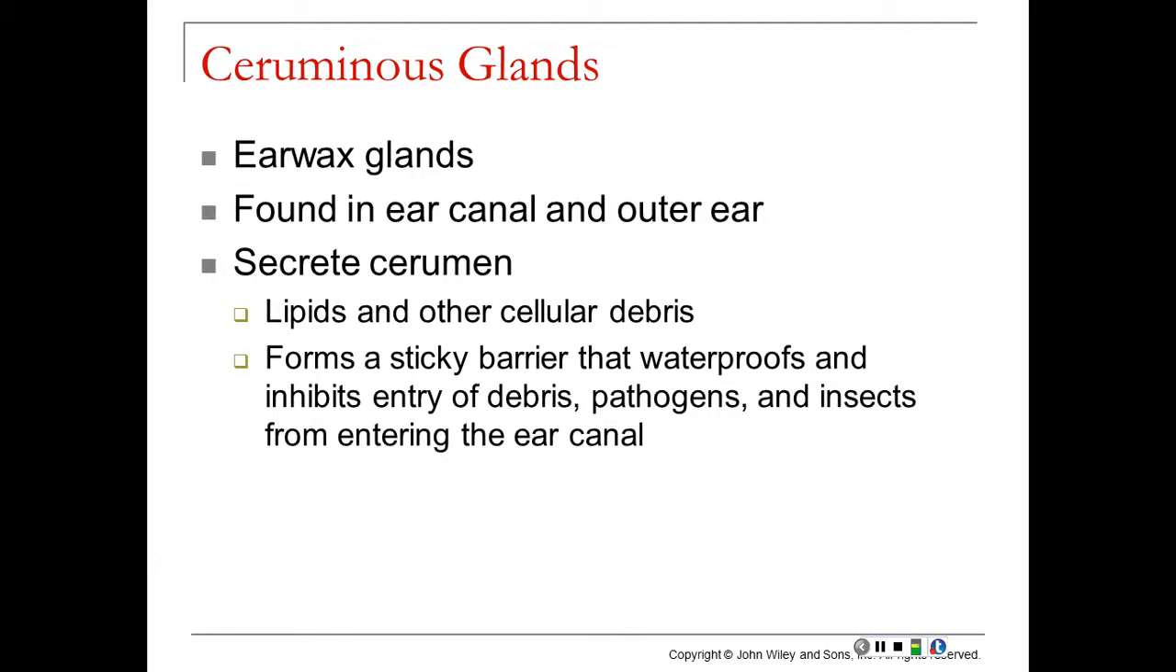Ceruminous glands are the earwax glands. They're within the ear canal, the outer ear as well. They secrete cerumen, which is the technical name for earwax. They contain lipids like all of our sebaceous glands do. There's also other cellular debris. Basically, any of our body secretions, tears as well as sweat and oil, are all separate ways for our body to remove wastes. Cerumen, as you know, is a very sticky substance. It forms a nice barrier that's going to help trap any debris or pathogens or even insects from entering the ear canal. You wouldn't want any bugs climbing in there and laying eggs, so the earwax is there to help prevent that.